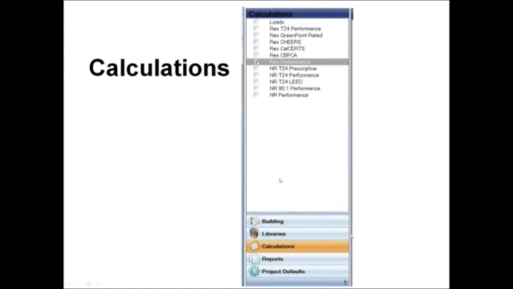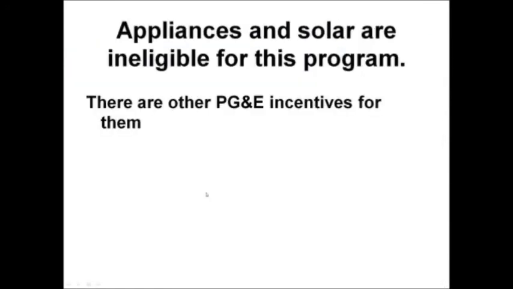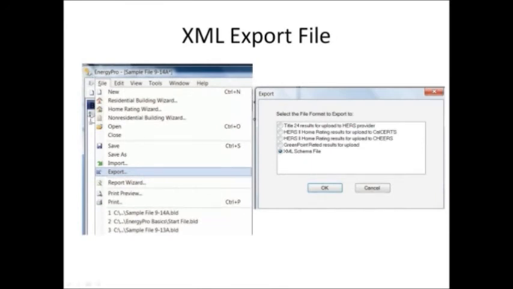Calculations, we just talked about the calculations, and you check the upgrades that you're going to do right here. You can't do appliances and solar. For a partial upgrade, what we just talked about, specify that area is new, the window or the wall. The XML export file, you go to File, Export, and you select the XML and tell it OK. Then put it wherever you want on your computer. And large water heaters.